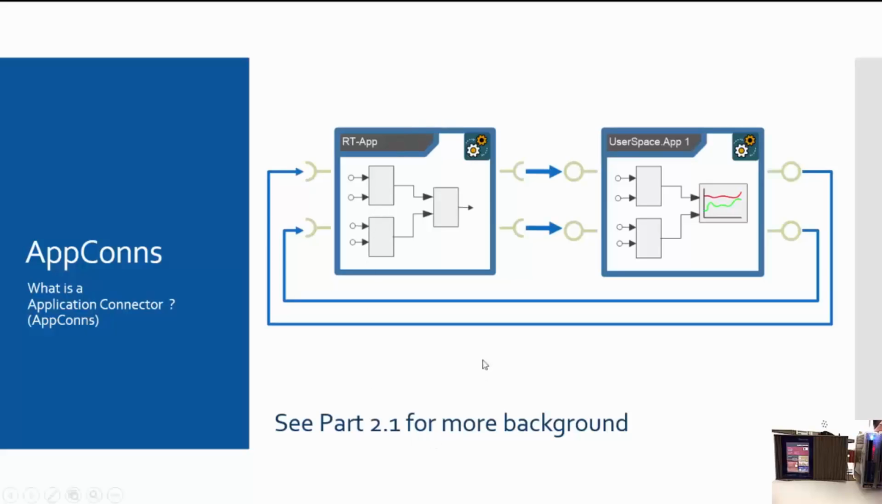Application connectors are basically the same as inputs and outputs of an application. If these inputs and outputs are placed on a real-time application, the user space application is able to access certain data points, like calculated values of the real-time application. It is also possible to define parameters from the user space.